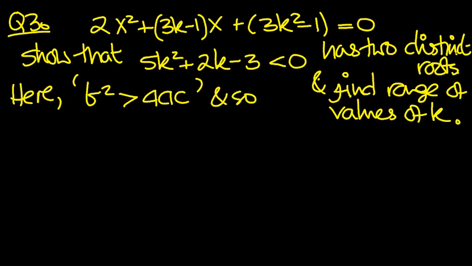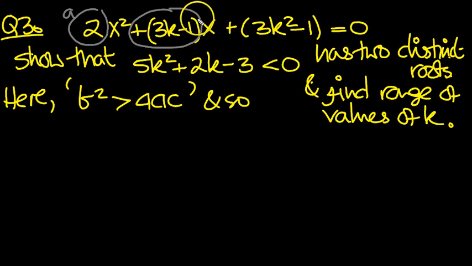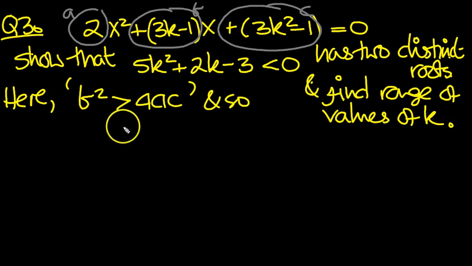B squared. I'll just circle the a, b, and c so we're absolutely clear. There's a. The number of x's is the b. And that one is c there. The third value is c. So we've got b squared is greater than 4ac.